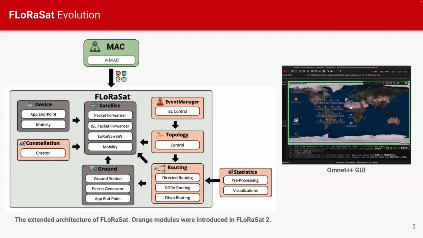The gray boxes here represent the original models that were introduced in the first version of FloRaSat. In the slide it is orange, but here on the screen it is pink. The pink boxes represent the new models introduced in this new version. As we can see, we have new models like Constellation Creator, Topology Control, the Routing Sandbox, the Event Manager, and the Statistics. We will give some details about them later.